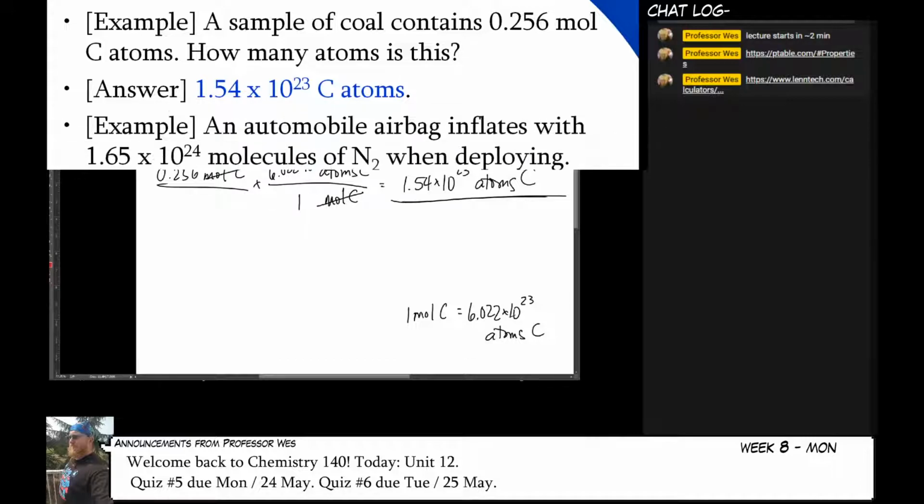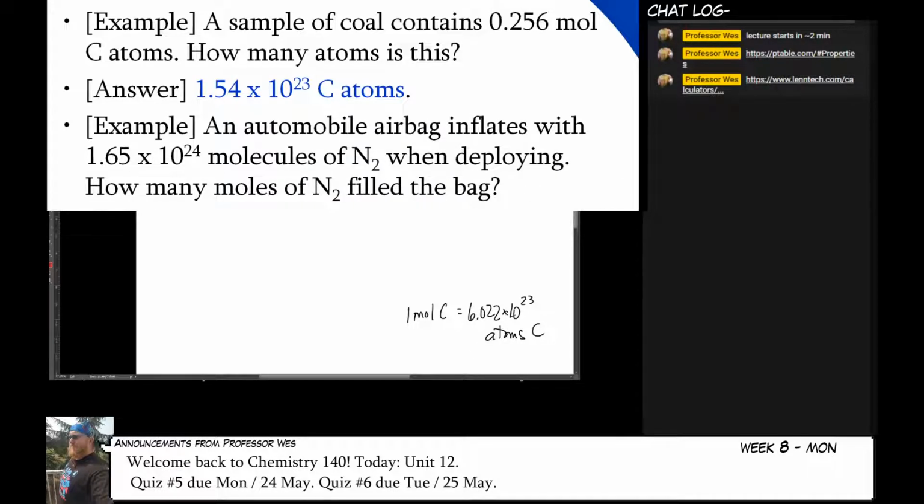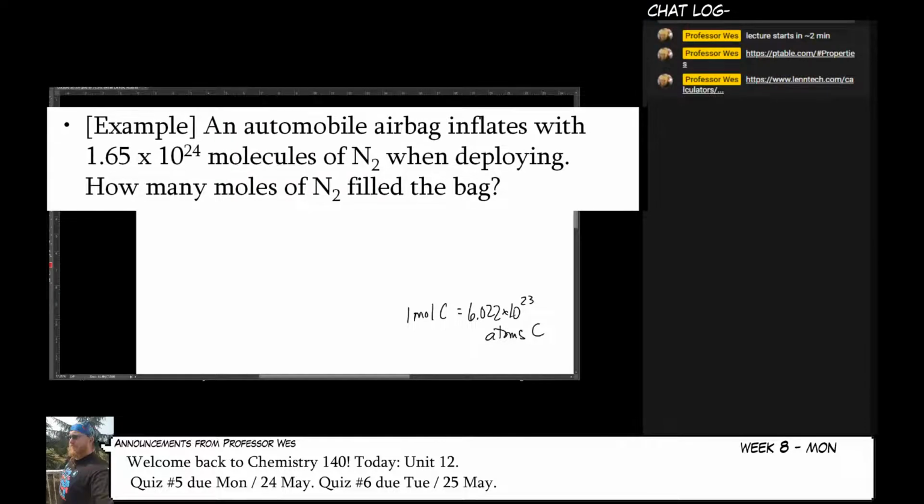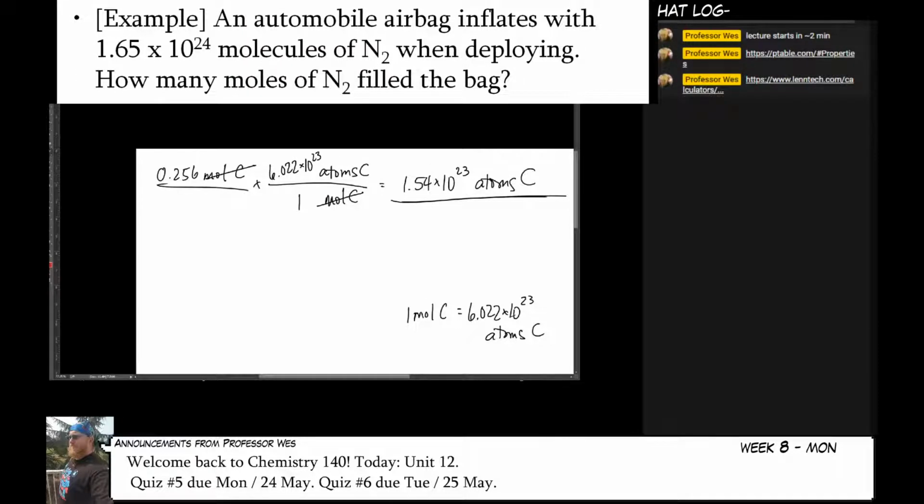All right, next question. An automobile airbag inflates by deploying this many molecules of nitrogen into the airbag. How many moles of nitrogen were put into the bag? So I want you to turn this quantity of atoms into moles. And we'll go over the answer in about 3 minutes. So give it a shot. Type your answer in the chat, just so I know someone's watching.